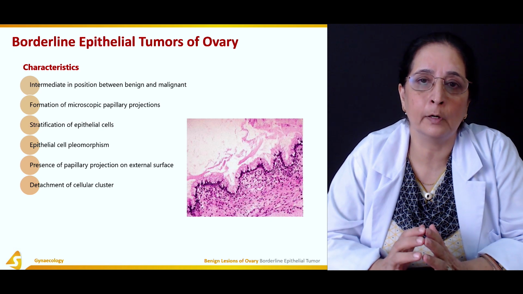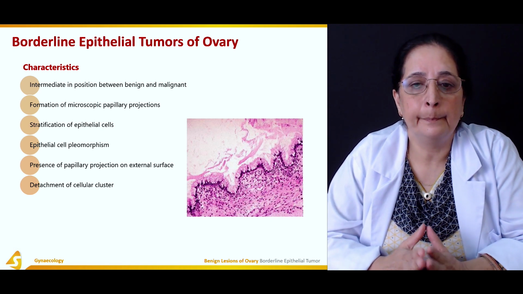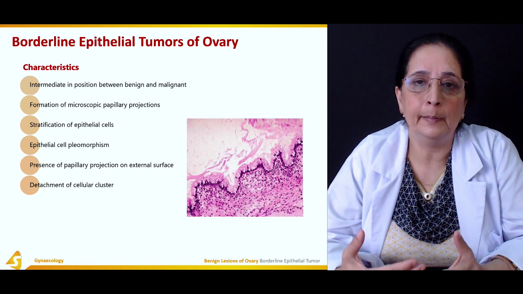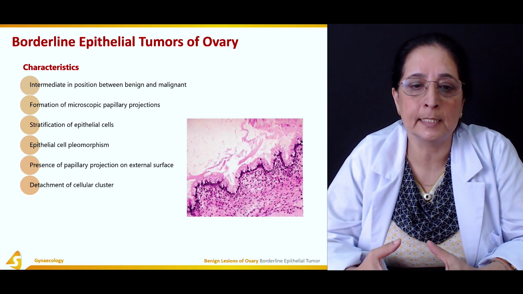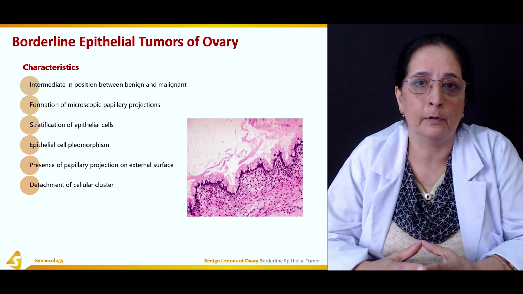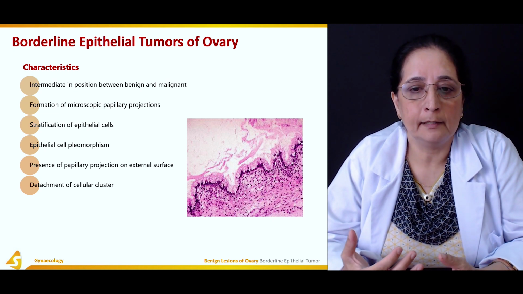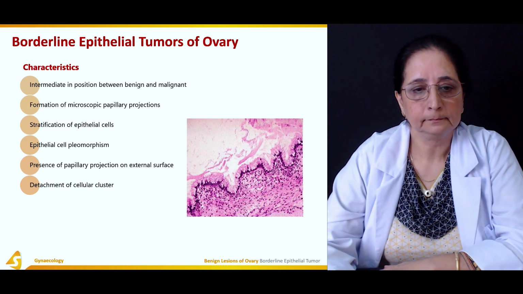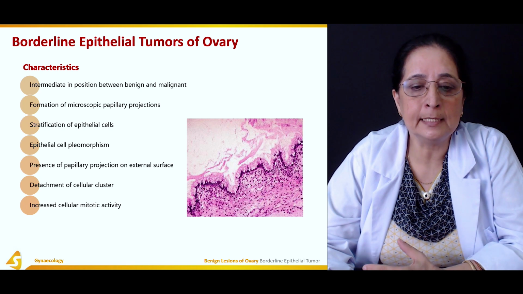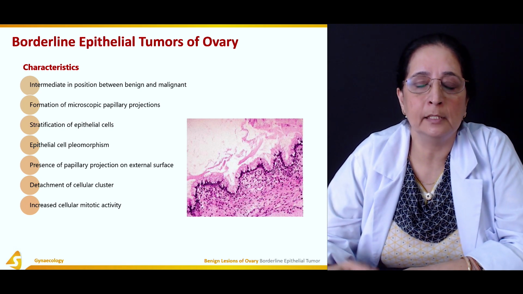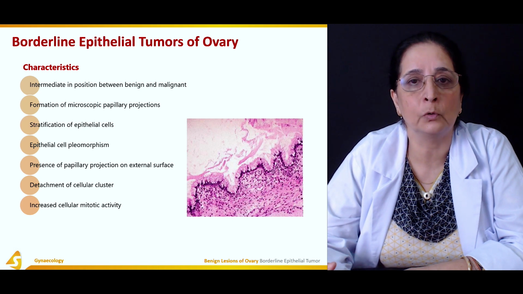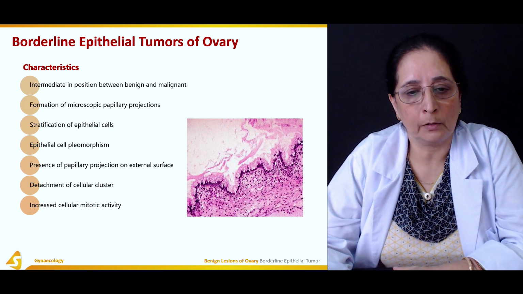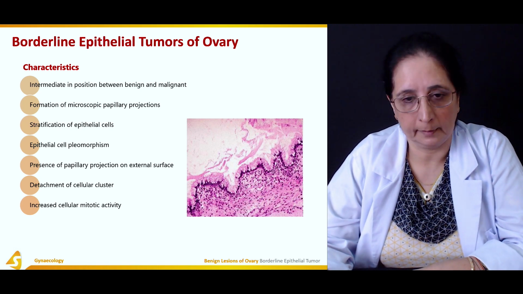So these are some important characteristics of borderline epithelial tumor, in which there are mainly papillary projections present. There is pleomorphism of the epithelial cells, and there is stratification of the epithelial cells. Also, there is increased cellular mitotic activity. There is increased reproduction or growth of the cells. That leads to the development of abnormal growths or the tumor.